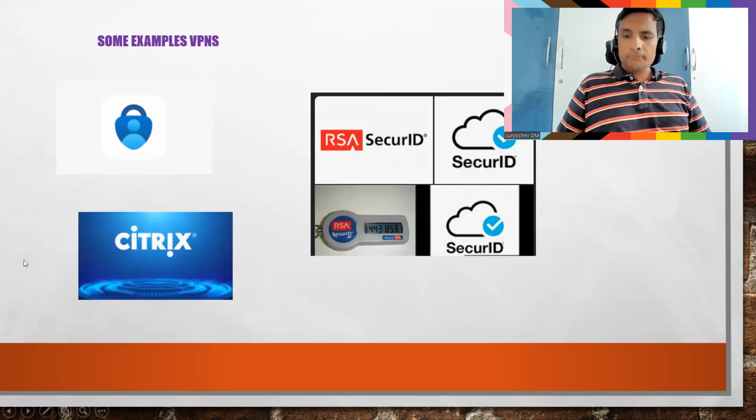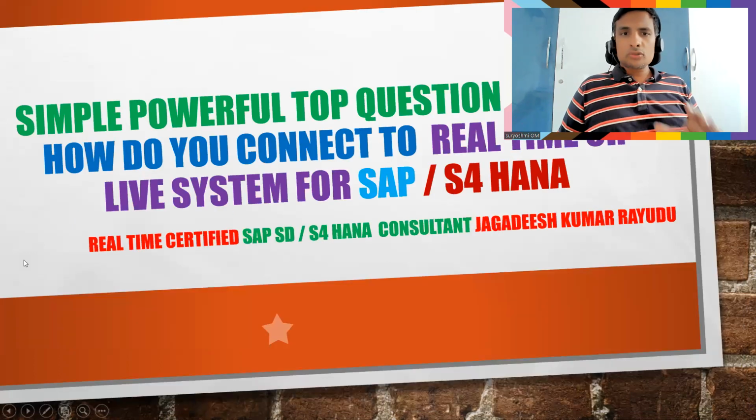So now you got the answer. VPN, virtual private network. With that you are able to access your real-time systems. So don't confuse yourself. Everywhere you don't have a VPN. Certain times you don't have a VPN, and probably you can access directly also.